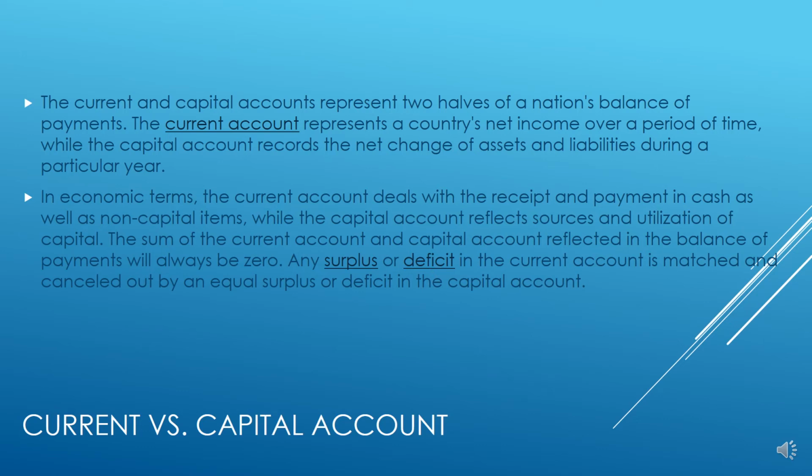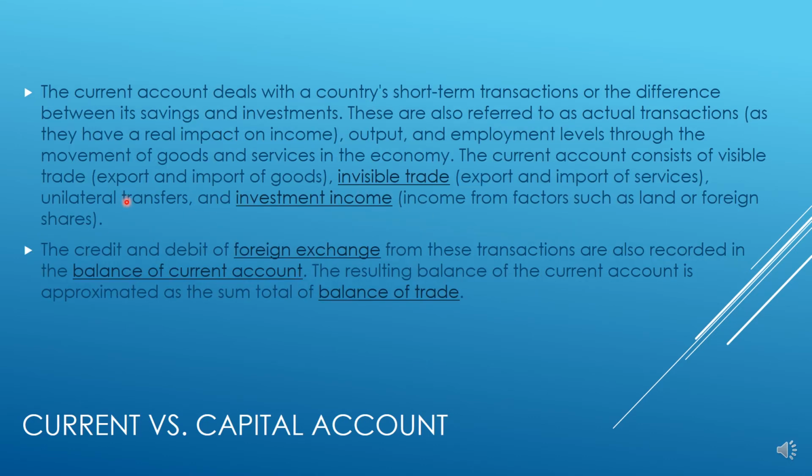The sum of current account and capital account reflected in the balance of payments will always be zero. Any surplus or deficit in the current account is matched and cancelled out by an equal surplus or deficit in the capital account. The current account deals with a country's short-term transactions, or the differences between its savings and investments. Now, these are also referred to as actual transactions, as they may have a real impact on income, output, and employment levels through the movements of goods and services in the economy.